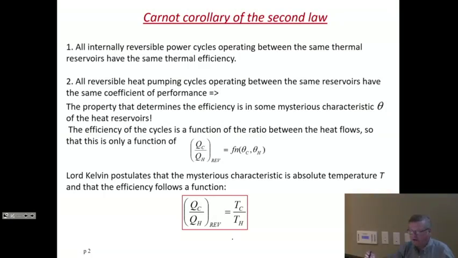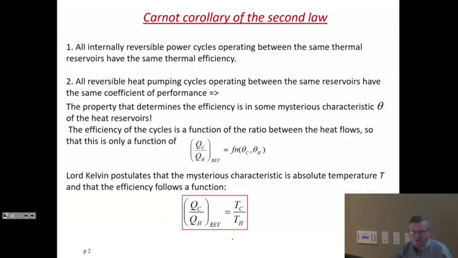The property that determines this is some mysterious characteristic of the heat reservoirs, which is where I left it last time, so that the efficiencies, which are functions of the ratio of the heat that goes into the cold side and the heat that goes in the hot side in a reversible cycle, have to be a function only of this mysterious quantity theta for cold and hot. All right, so far, so good. What is that quantity theta?